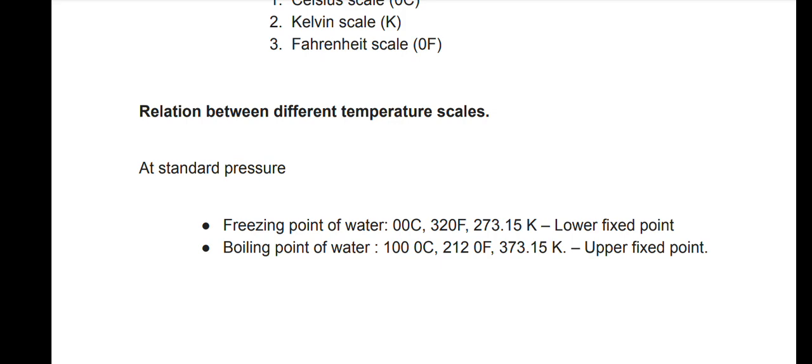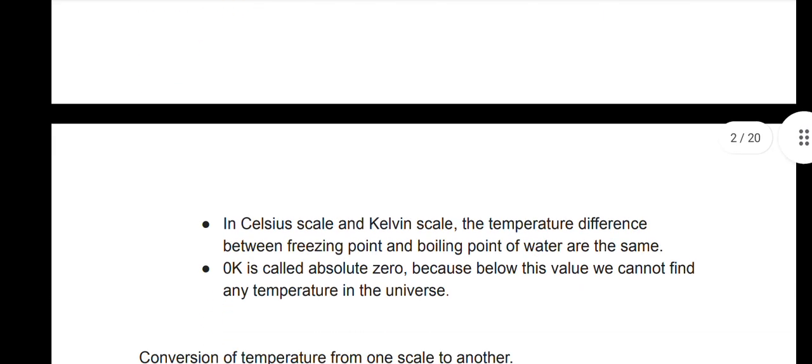At standard pressure, the freezing point of water is 0 degree Celsius, 32 degree Fahrenheit, 273.15 Kelvin. Lower fixed point. The boiling point of water is 100 degree Celsius, 212 Fahrenheit and 373.15 Kelvin. Upper fixed point.